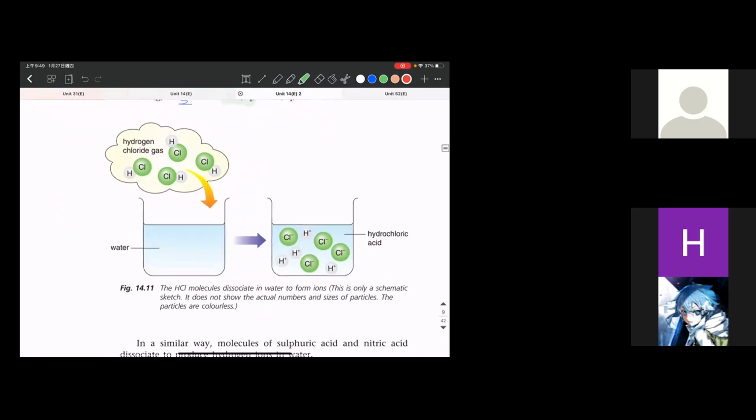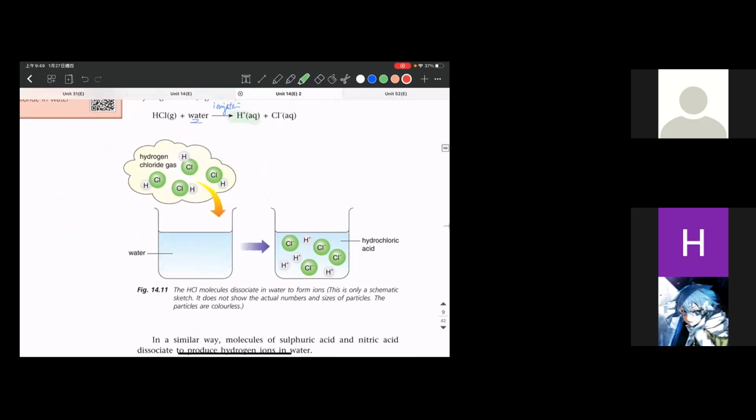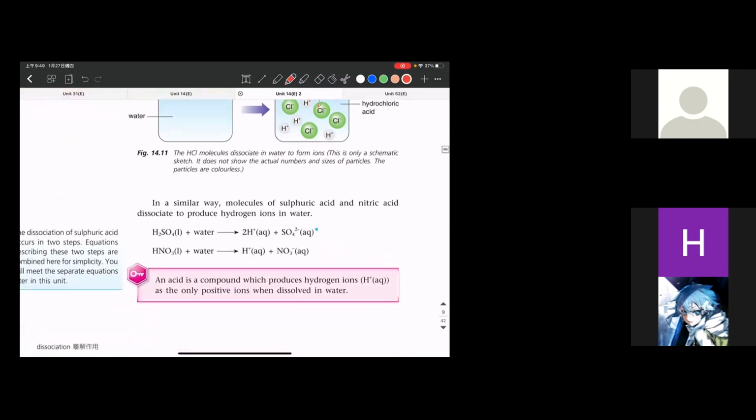So the graphical representation is that the HCl molecule, once it's dissolved in water, will ionize to form a hydrogen ion and chloride ion here. Can you see that? This is charged. It's charged particles. So that's why if I recall a similar process when you talk about sulfuric acid and nitric acid, they will form hydrogen ions as a common ion. So you may say an acid is a compound which produces hydrogen ion as the only positive ion when dissolved in water.